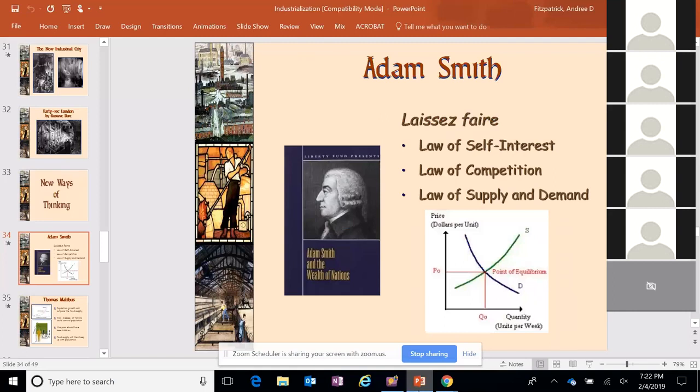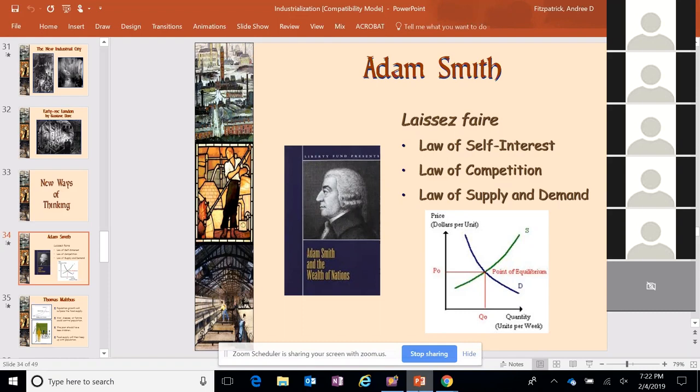So Adam Smith, who wrote The Wealth of Nations in 1776, is often described as the father of capitalism. And he's all about laissez-faire economics, which basically is the government taking its hands off of the economy. His firm belief is that the economy will regulate itself if everyone operates in their own self-interest, if competition is free, and if we allow the laws of supply and demand to determine market prices.